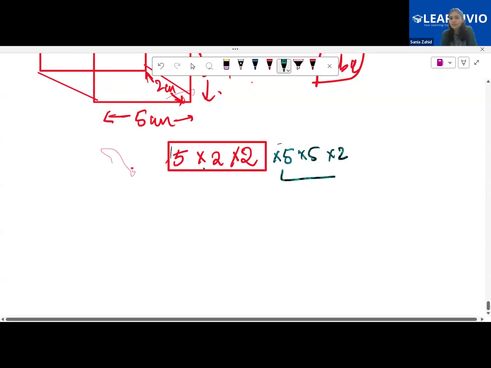So with what extra number am I multiplying? 5 into 5 into 2, what is the number? 5 into 5 is 25, 25 into 2. What will be my answer? 50. That means you need 50 cuboids. You'll get 50 cuboids will be needed to form a perfect cube.